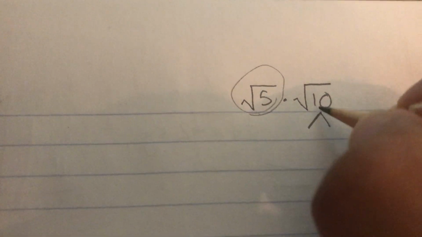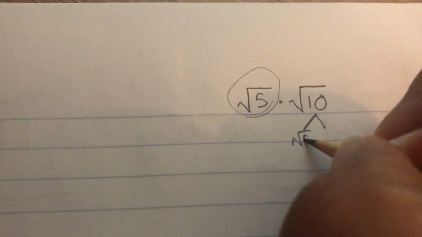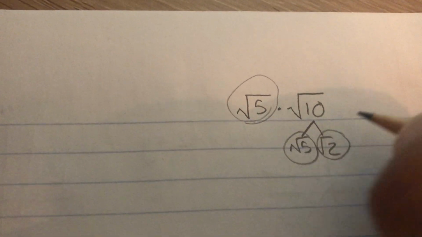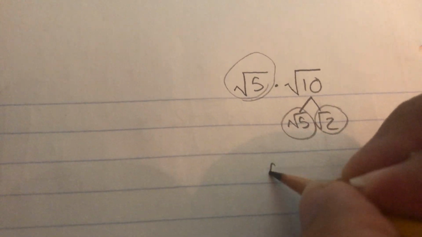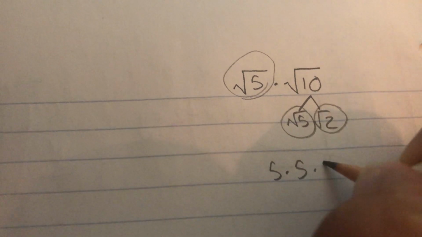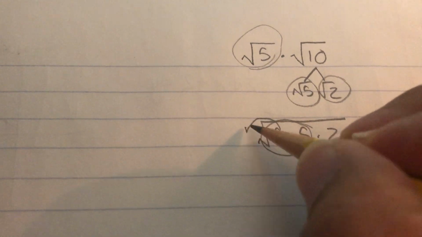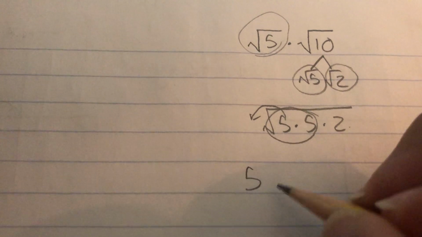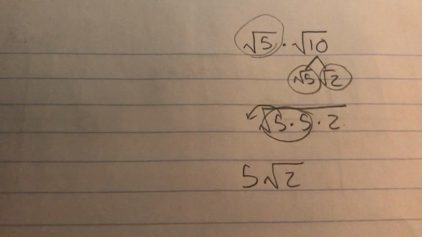This square root of 10 can turn into square root of 5 times square root of 2. So I have 2 other prime numbers. So this is actually the square root of 5 times 5 times 2. So again, there's a pair of 5s, so it's going to come out and become one singular number. So 5 is on the outside. What's left inside is a 2. So the answer is 5 square root of 2.